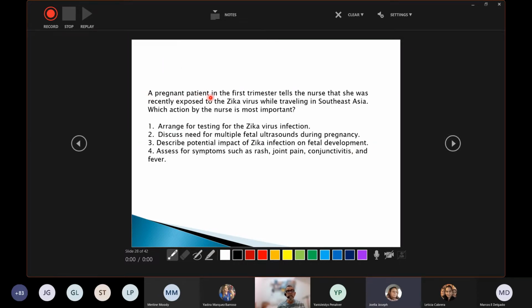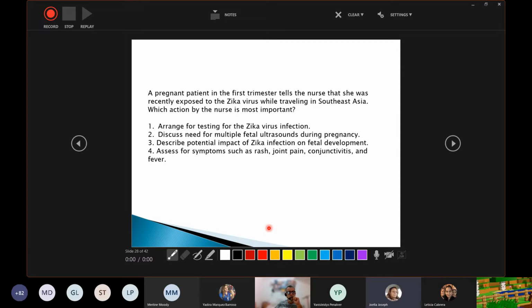A pregnant patient in the first trimester tells the nurse that she was recently exposed to the Zika virus while traveling to Southeast Asia. Which action by the nurse is the most important? Another question of prioritization. Four things are correct, but what is the most important in this moment, in this scenario, for this woman in the first trimester of pregnancy? Arrange for testing for the virus. Discuss the need for multiple fetal ultrasounds. Describe the potential impact of Zika on fetal development. Assess for symptoms of rash, joint pain, conjunctivitis, and fever. What is the most important there?